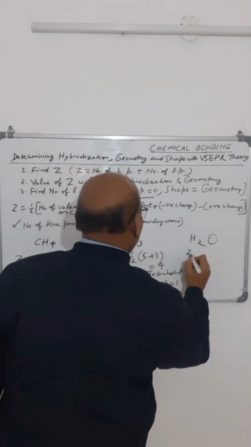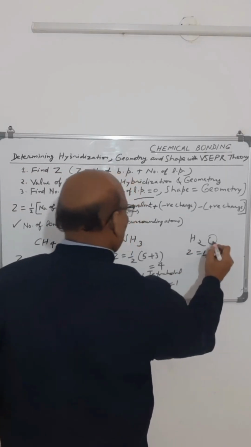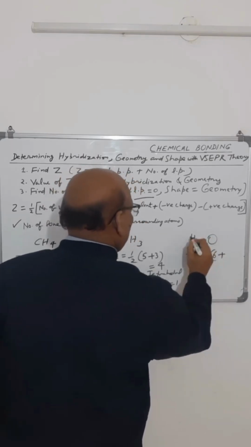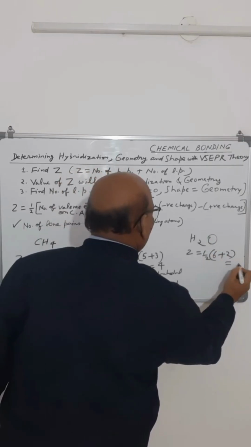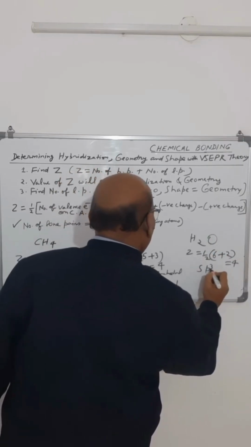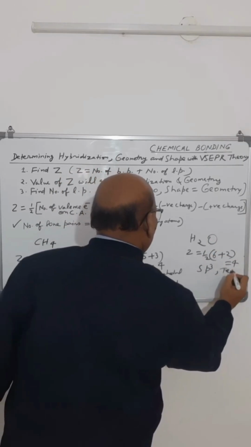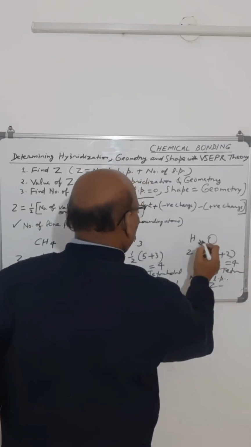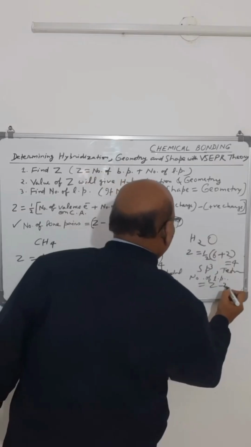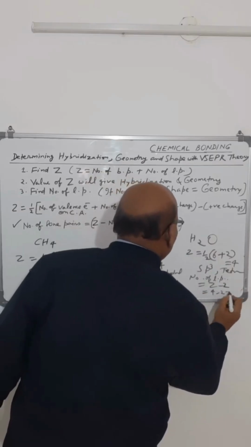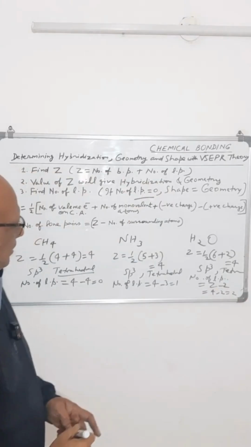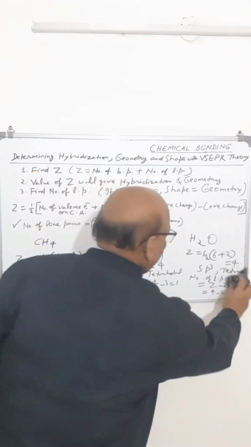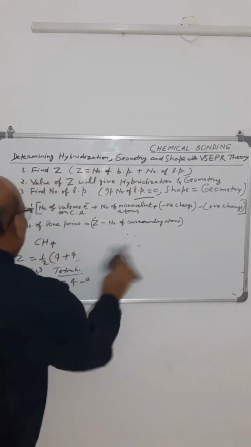अब वाटर में देख लेते हैं. H2O में Z equal to half into number of valence electrons on central atom, which is oxygen, so it is 6, plus number of monovalent atoms 2, so it will be 4. So hybridization is again sp3, geometry is again tetrahedral. What about the lone pairs? Here lone pairs is Z minus number of surrounding atoms 2, so lone pairs is 4 minus 2, that is 2. So 2 lone pairs are there. So shape will not be same as geometry. So how will we find out? Let us see how to find out the shape.